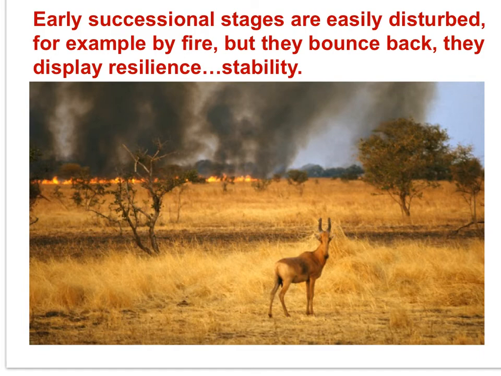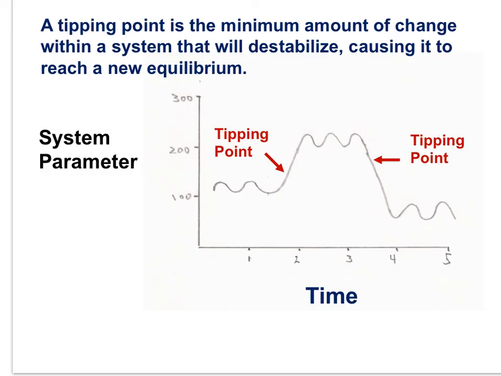They display resilience, stability. Systems can be disturbed to a tipping point, where with positive feedback mechanisms the system is pushed to a new equilibrium. A tipping point is the minimum amount of change within a system that will destabilize the system, causing it to reach a new equilibrium. If the grazers in a grassland whose niche serves to maintain the grasses were, say, removed altogether, the system is pushed beyond a tipping point, moving to a new stage of succession.